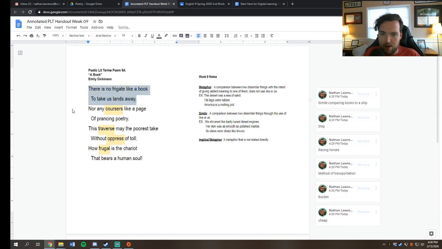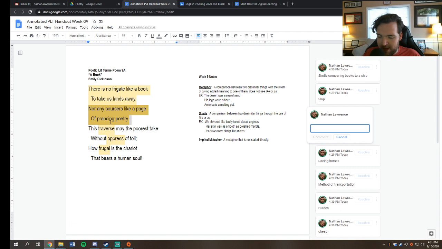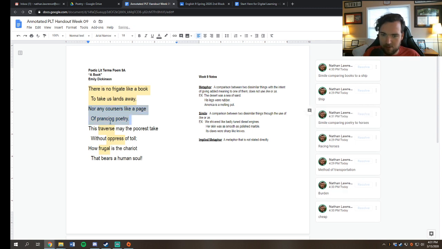So then we have another one. Nor any coursers like a page of prancing poetry. Oh, that's really good adjective usage there with prancing, right? Because we talked about how a simile, right? In this simile, we're trying to connect the idea that poetry is like a horse that is free and racing across the land. And we use prancing as an adjective for poetry, which evokes the freedom or whimsy of a horse. It makes me think about dressage, the horse dancing thing. But we can make a note: simile comparing poetry to horses. Spelled horses right, right? So we have these two similes to start the poem out.